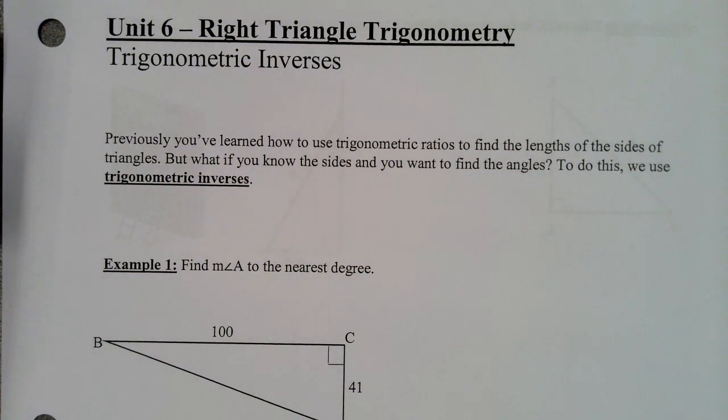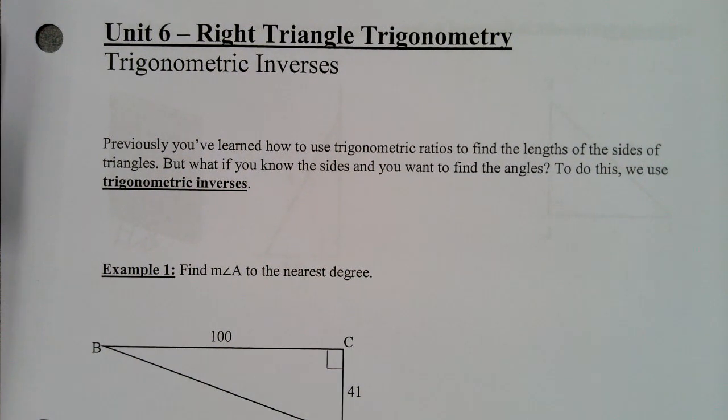All right, the next lesson in geometry is called Trigonometric Inverses. So this goes along with the last lesson that we did. Previously, you've learned how to use trigonometric ratios to find the lengths of the sides of triangles. But what if you know the sides and you want to find the angles? To do this, we use what's called trigonometric inverses. So here we go.